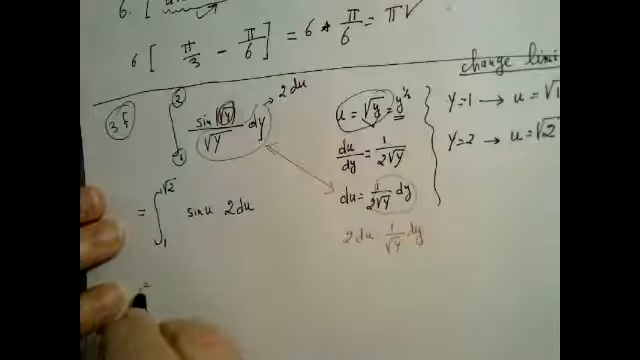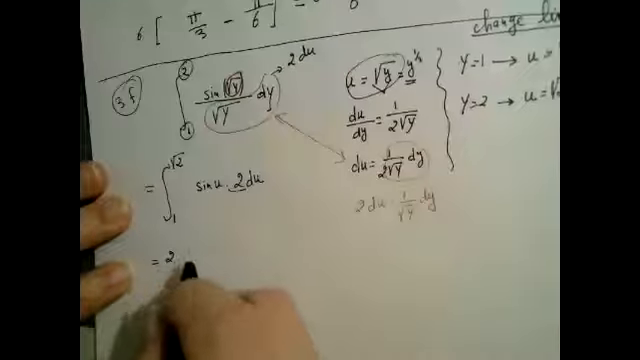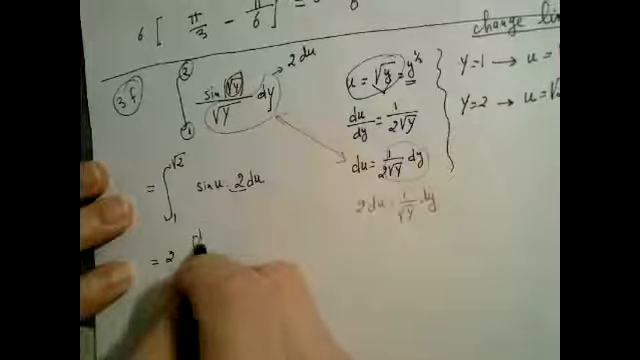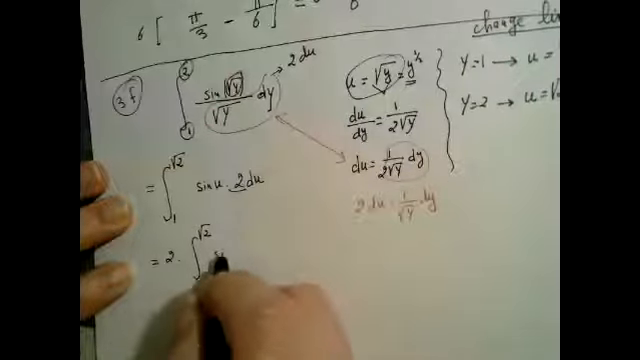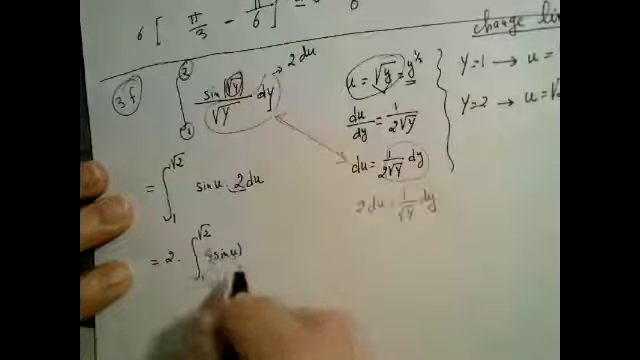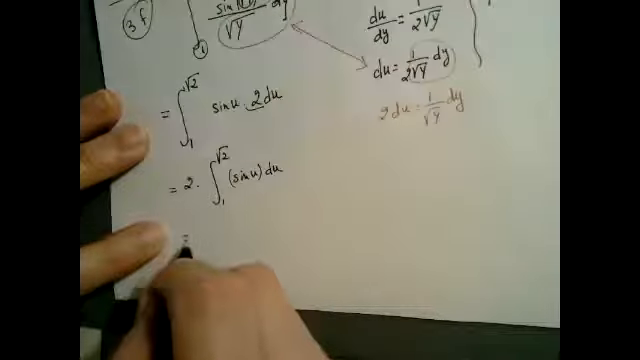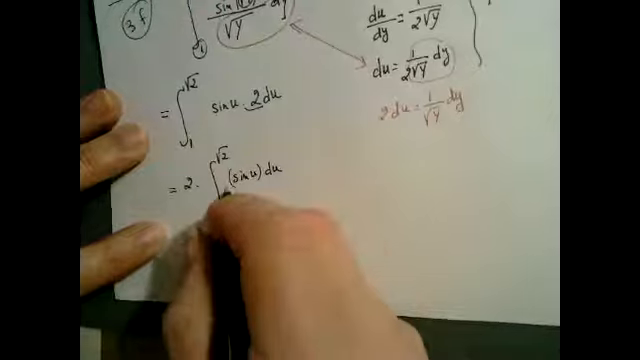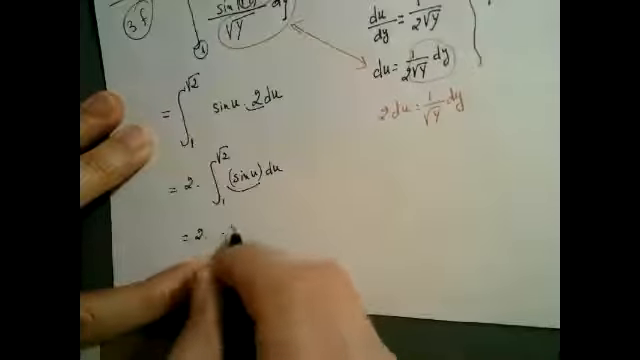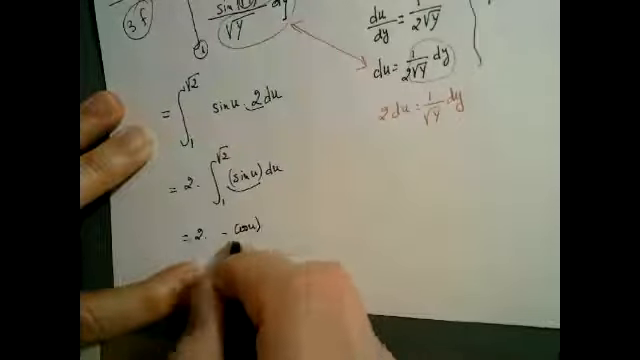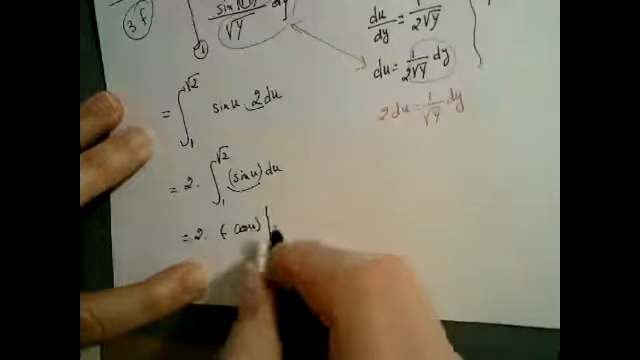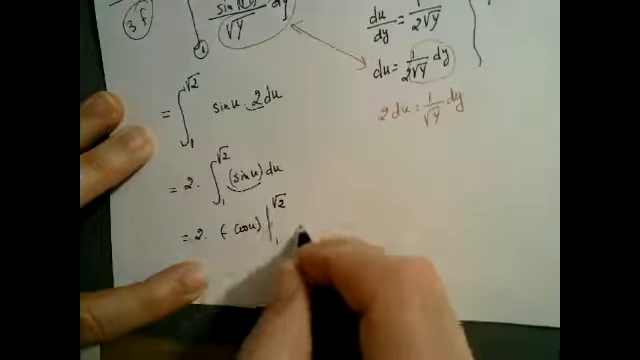It's crucial. Now, 2 is a constant. I can pull it out. And I will have sine u du. So finally, this will give me 2 times the antiderivative of sine, which is minus the cosine. This is evaluated between 1 and the square root of 2.